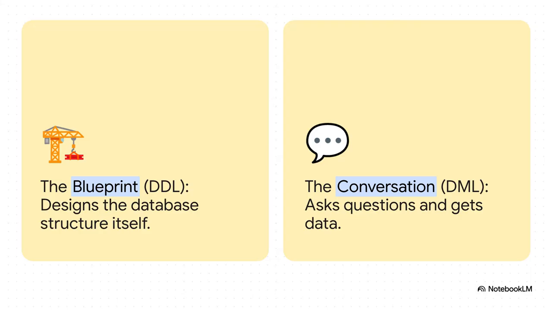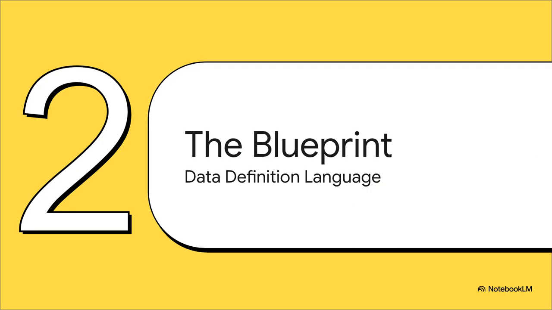Here's the best way to think about it. SQL has two main jobs. First, you have to actually build the filing cabinet. You've got to design it, label the drawers, we'll call that the blueprint. Then, once it's built and all your files are inside, you can start asking questions to find what you need, and that's the conversation. SQL does both of these things perfectly. So let's start with that first job, actually creating the blueprint.